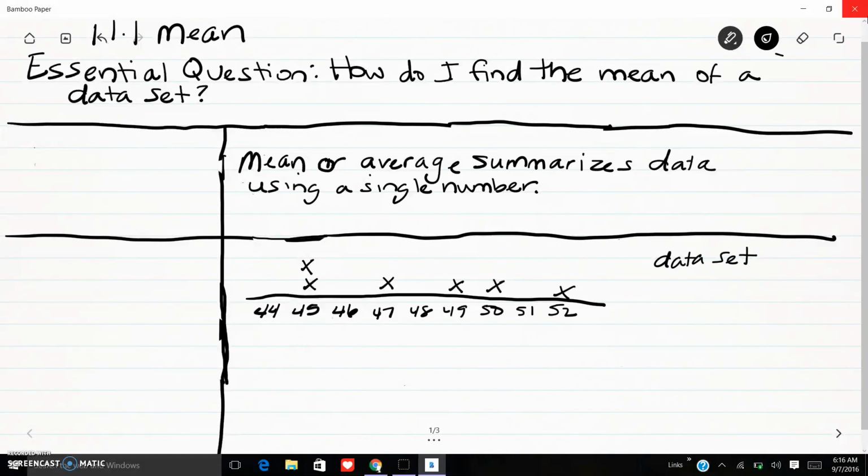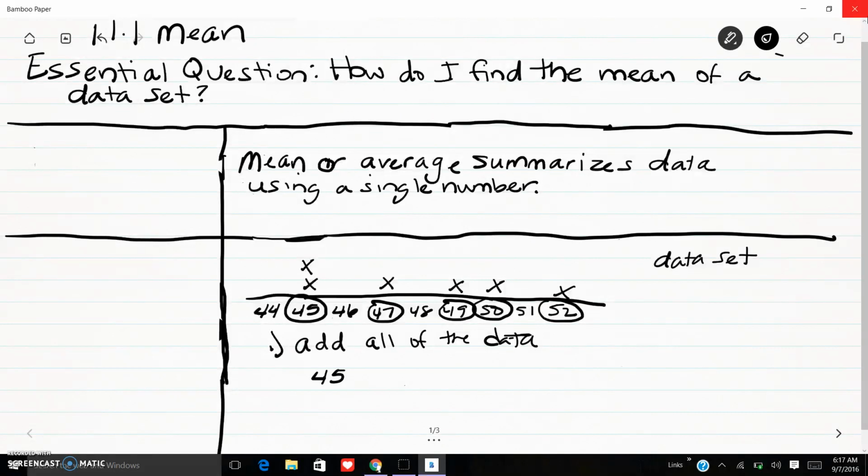Okay, so first step is we're going to add all of the data. Okay, in this case, well, in all cases, you're going to only add the data that applies. So here we have 45, 47, 49, 50, and 52. So we're going to add all of this data together. So I have 45, but I have two 45s, right? So 2 days were 45. I have 47, 49, 50, and 52. When you add all of that together, you should get 288. Okay. Go ahead and pause if you need to.